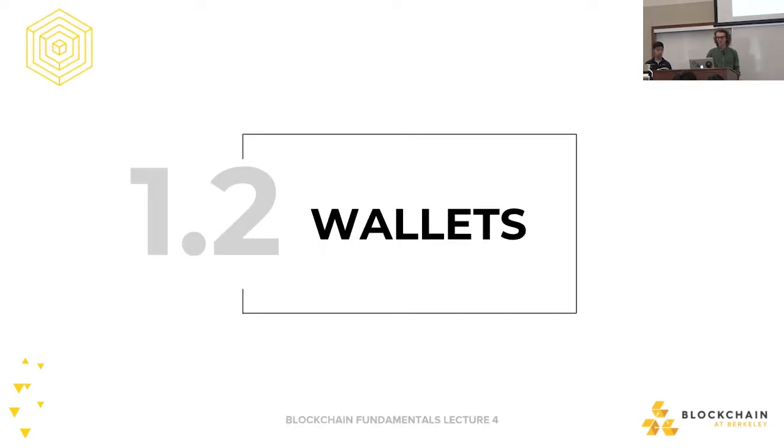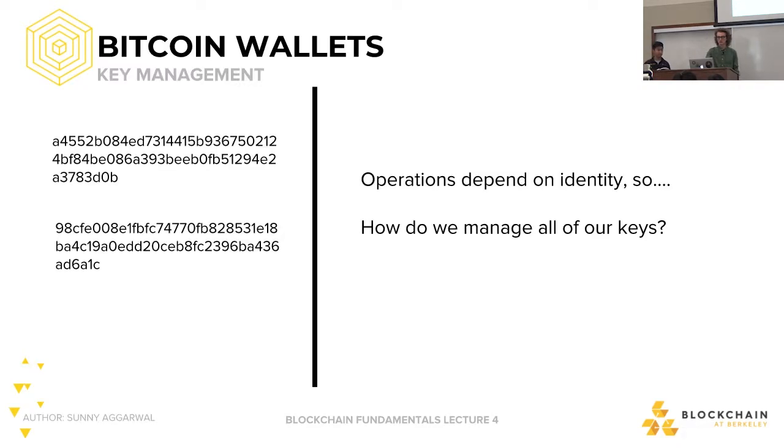Cool. Moving on. So we're going to jump into wallets. As you probably noticed before, everything in the Bitcoin ecosystem requires your private key. Your private key is basically your identity, and it's really just a series of numbers. It's pretty difficult to memorize that series of numbers. It's honestly kind of tedious to write it down somewhere or type it up every time you need to use it.